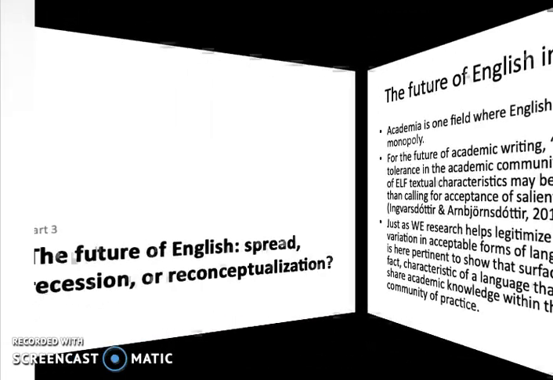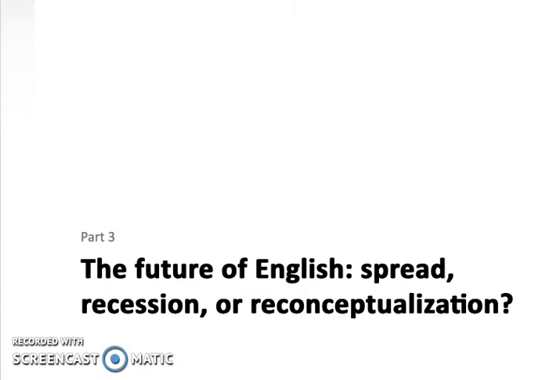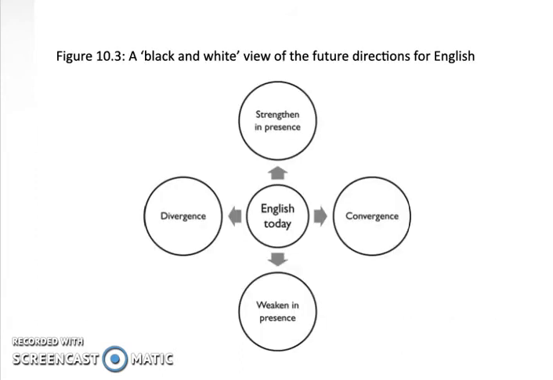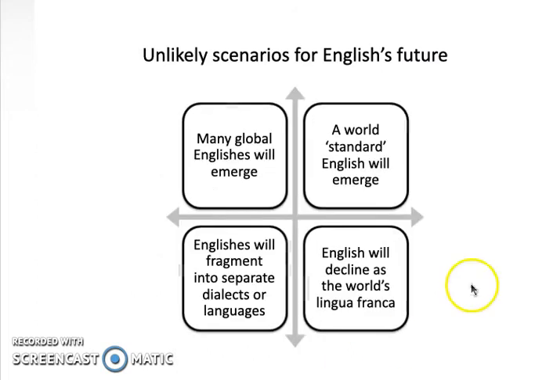Here you can get a lot of information. The future of English: spread, reception, or reconceptualization. This figure is a kind of black and white view of the future directions of English. Here you can see at the center English today. We have convergence, we have weakening presence, we have divergence, we have strengthening presence. Then unlikely scenarios for English's future.